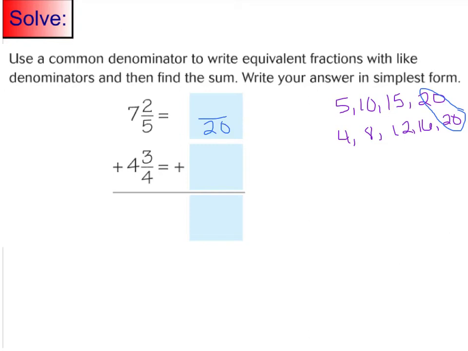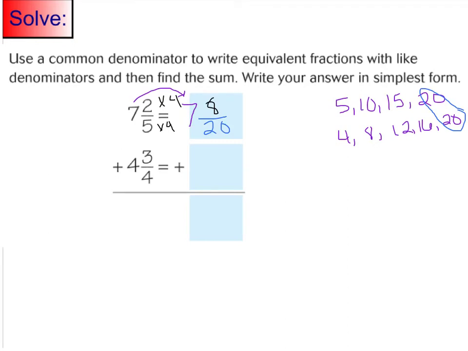Now, from 5 to 20, you had to do 5 times 4 to get to 20. So you have to do 2 times 4, and that gives you 8. Now, I'm going to go ahead and bring over my whole number so I don't forget to add it. So 7 and 8/20 is what I have.